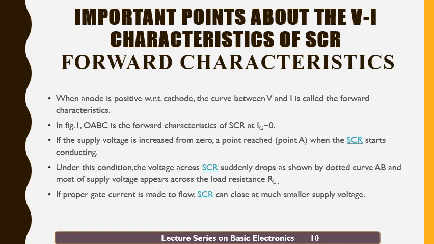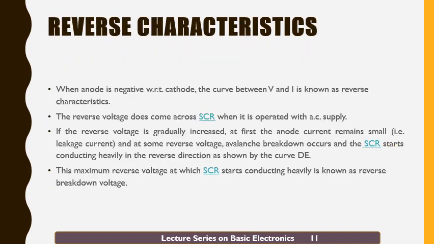In figure 1, the OABC, that is what we have seen, is the characteristics when IG is equal to 0. If the supply voltage is increased from 0, a point is reached, say point A, where the SCR starts conducting. And when the SCR starts conducting, the voltage across the SCR suddenly drops along a dotted line, and then it stays at a particular value. So the value is 0.7.